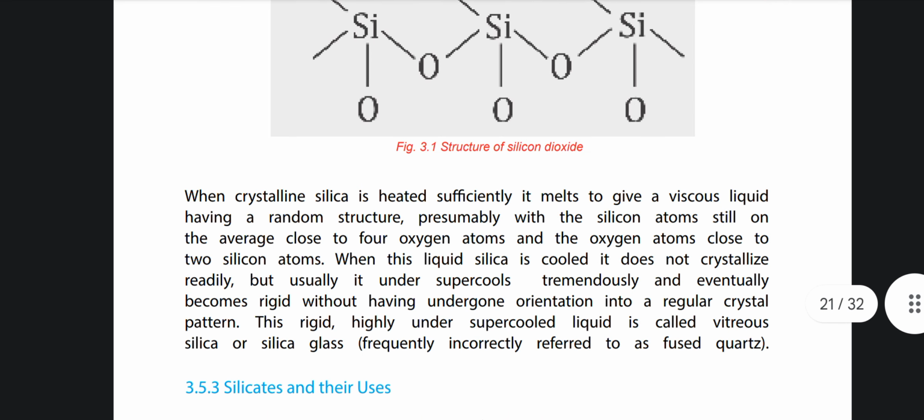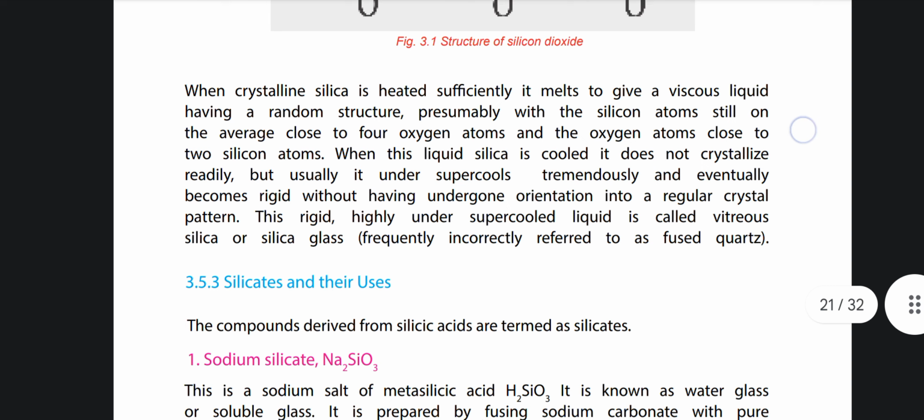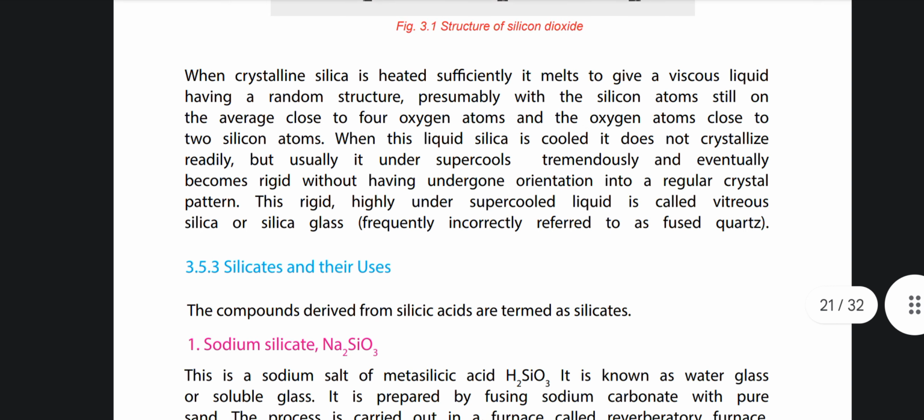When crystalline silica is heated sufficiently, it melts to give a viscous liquid having a random structure, presumably with the silicon atoms still on the average close to 4 oxygen atoms and the oxygen atoms close to 2 silicon atoms. When this liquid silica is cooled, it does not crystallize readily, but usually it supercools tremendously and eventually becomes rigid without having undergone orientation into a regular crystal pattern. This rigid, highly supercooled liquid is called vitreous silica or silica glass, frequently incorrectly referred to as fused quartz.